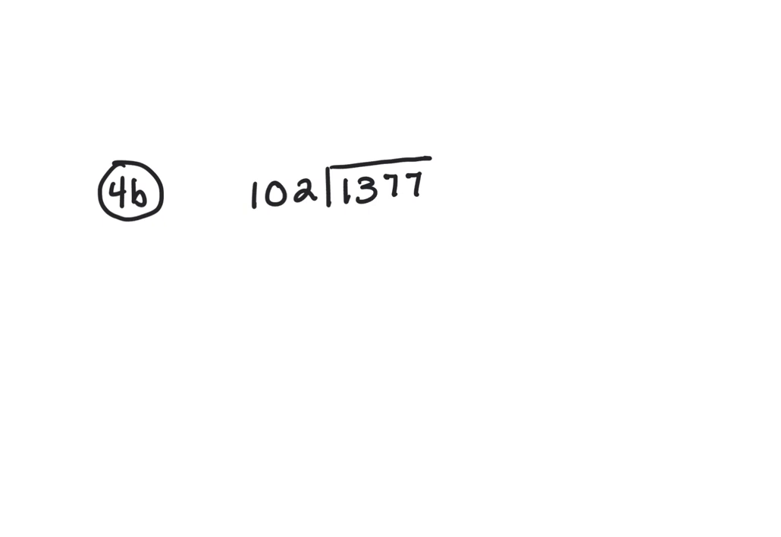I just wanted to give you a quick example of what annexing zeros is in long division. So let's look at 4b, which was one of our homework problems from last night. How many times does 102 go into 1,377?